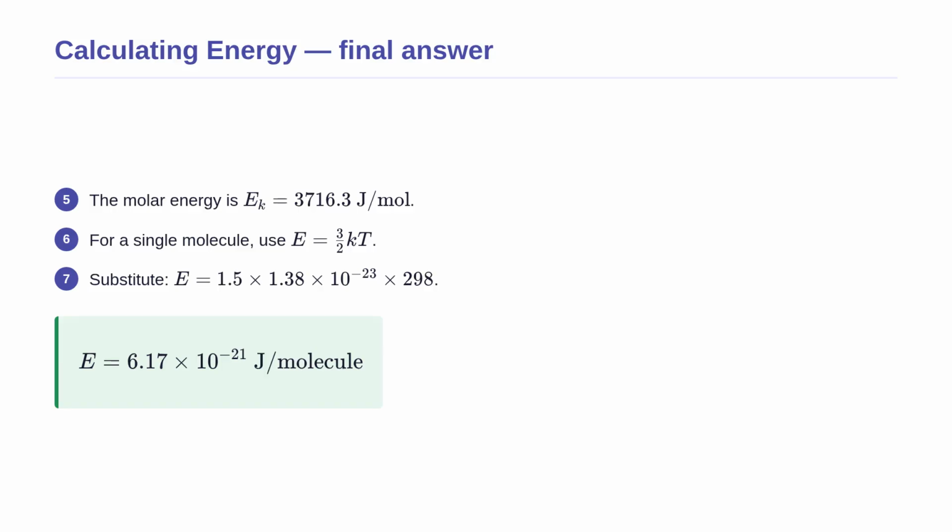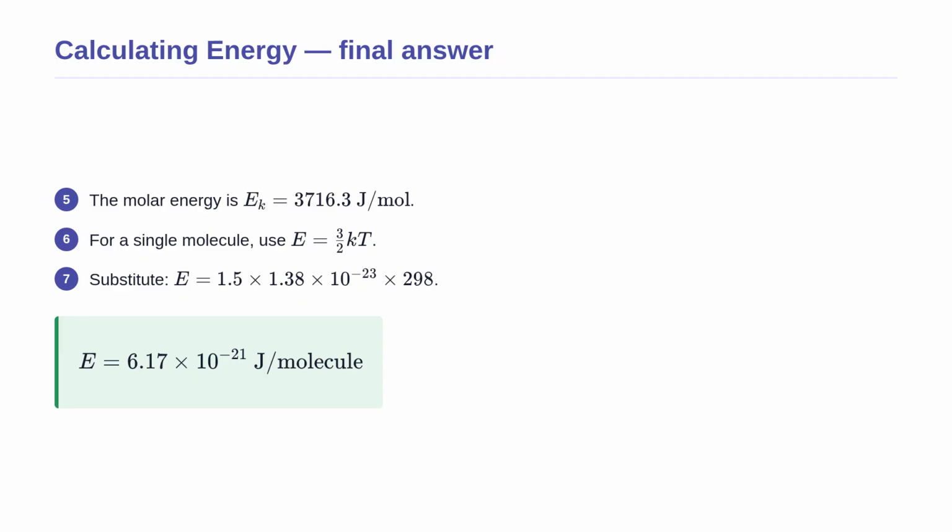Continuing with our calculation, multiplying the first set of numbers gives us 3716.3 joules per mole. This is a substantial amount of energy hidden in the microscopic motion of the gas. Now we switch to the formula for a single molecule using the Boltzmann constant. We substitute 1.5, multiply by 1.38 times 10 to the negative 23rd power, and multiply by the temperature. The final calculated value is 6.17 times 10 to the negative 21st joules per molecule.